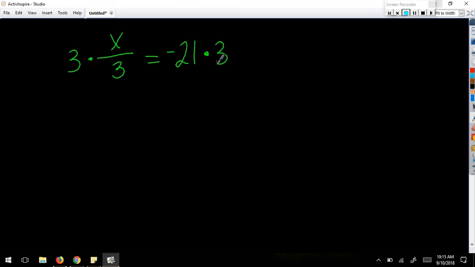So this was a little bit of a trick, because 21 is a factor of 3. I was thinking some of you might divide instead of multiply, but we're smarter than that.